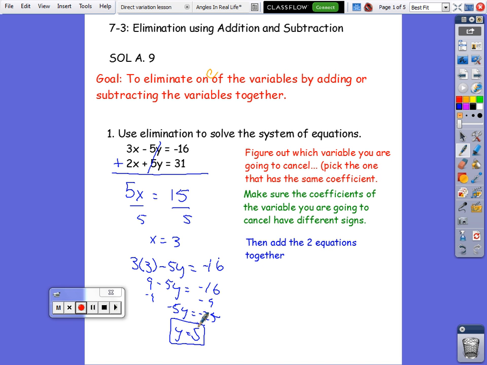So my ordered pair is (3, 5), and I'm going to double check it in the second equation to make sure that I end up with a true statement and that I do have the correct answer. And so sure enough, notice I use both equations to go back and make sure with the check.